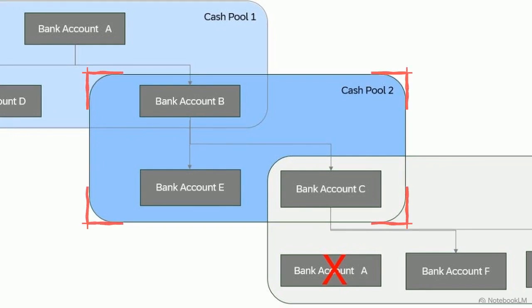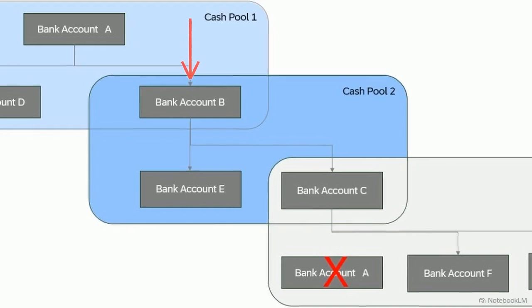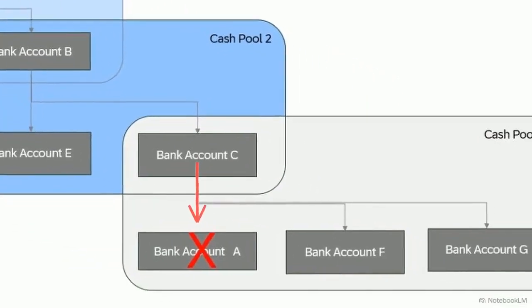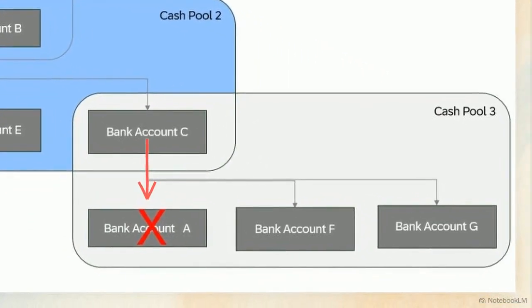Constructing a multi-level hierarchy requires absolute adherence to systemic constraints. First rule, a bank account can be assigned as a subaccount only once. Second rule, a bank account can be assigned as a header account only once at a given time. Looking at the systemic rejection in Pool 3, why is bank account A strictly forbidden from acting as a subaccount here?